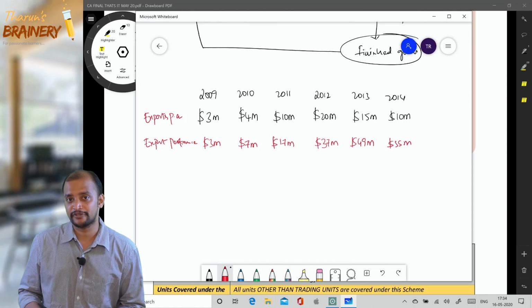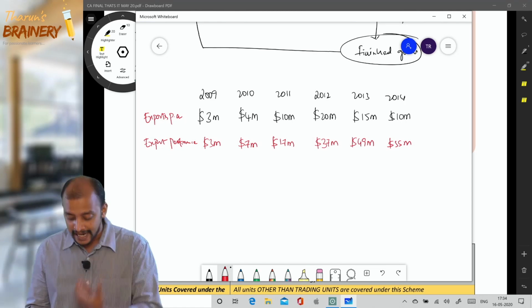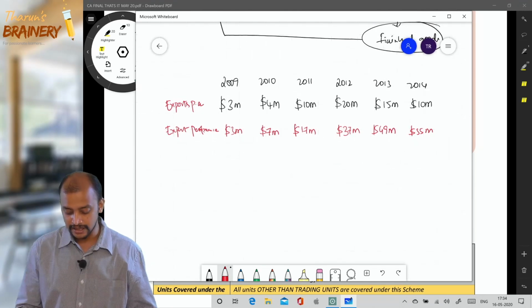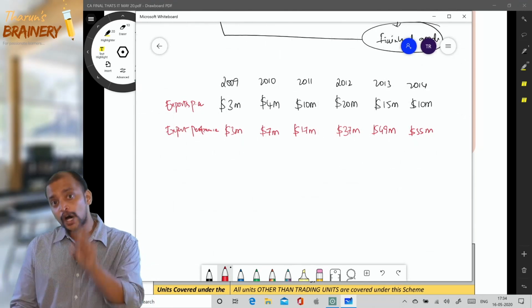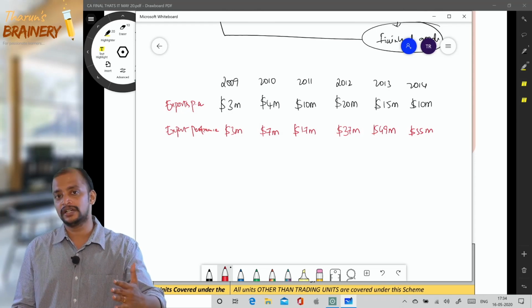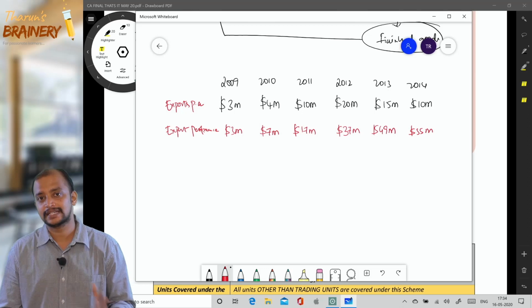So this is how we got it. Now this is the export performance. How do we calculate export performance? Current year and previous 3 years. Now 2 out of 3 years you should have achieved $3 million, then you will be given 1-star status.